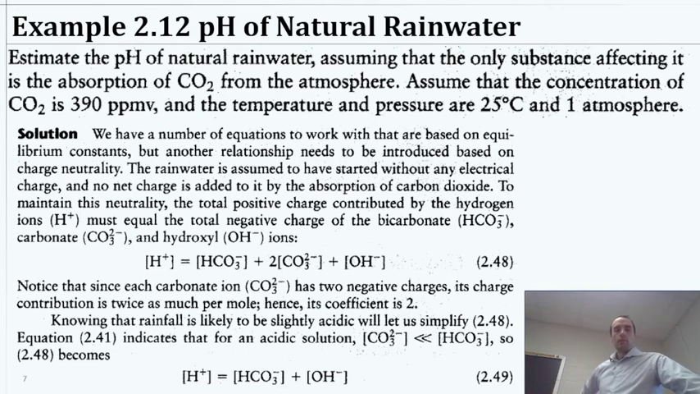Okay, so looking at the equilibrium constants, we assume it started without any electrical charge and no net charge is added. That's the charge neutrality principle right there. Essentially it's describing here that charge neutrality, right? So it's the bicarbonate, the carbonate, and the OH minus, and you see here we've got that 2 to satisfy the charges. Then they say, all right, given that it's an acidic solution, the way they write it is that carbonate is much less than the bicarbonate, and so they just get rid of it. Right, so that's what I just described a moment ago.